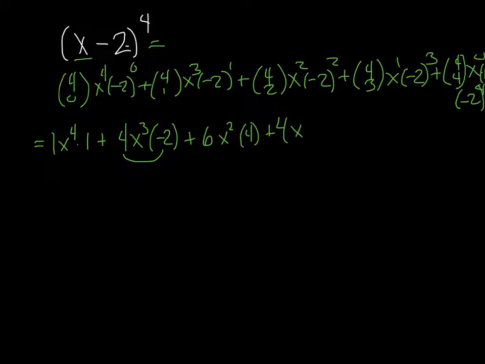x to the first, and then negative 8. Plus 4 choose 4 is 1. x to the 0 is 1. Negative 2 to the 4th is a positive 16. Okay, now we have to be careful with these negatives.